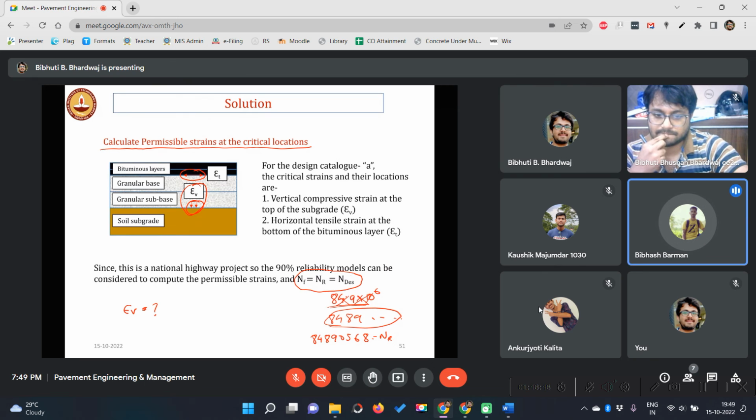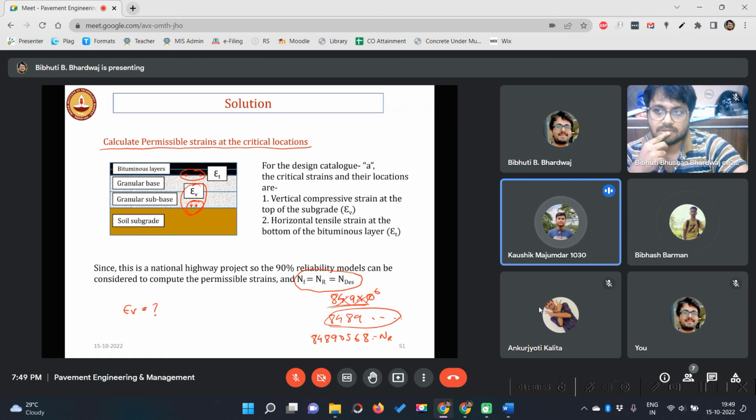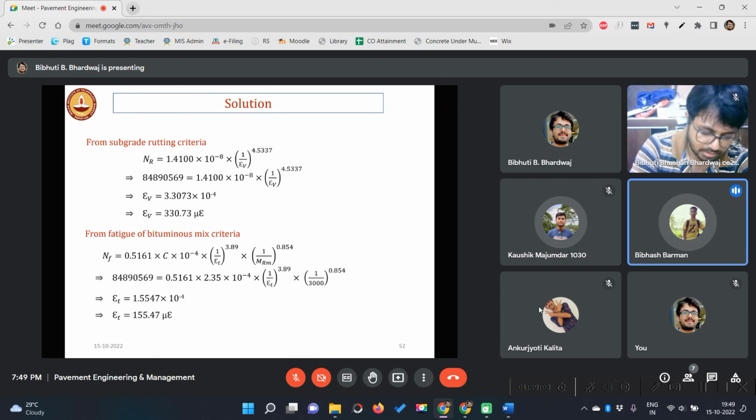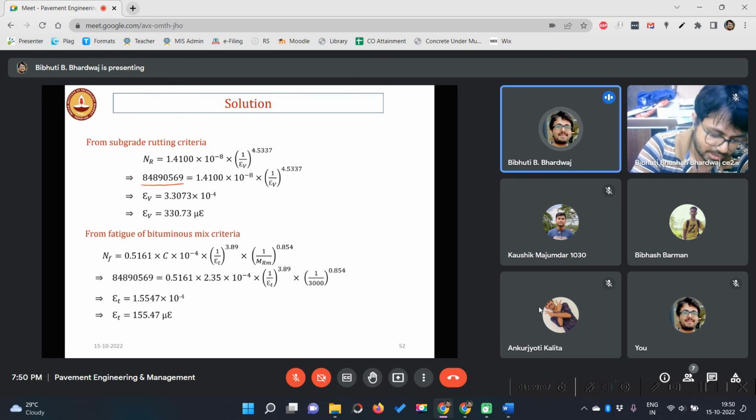So 3.3 into 10 to the power minus 4. Yes, sir. 3.307 into 10 to the power. Yeah, you have to be a little bit accurate. 3.33 into 10 to the power minus 4. Okay, I think you made some mistake here, maybe here. I don't know. Anyway, it is 3.3073 into 10 to the power minus 4.